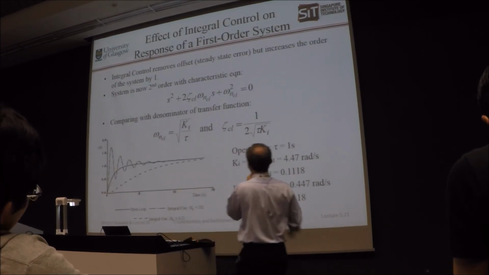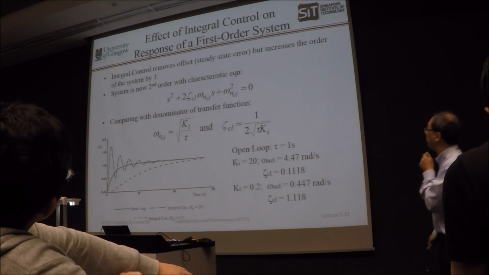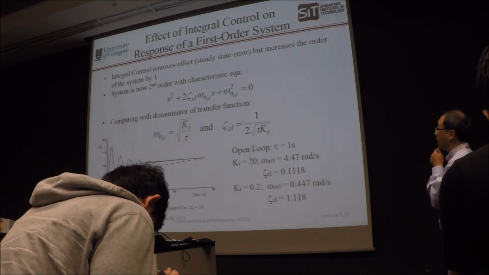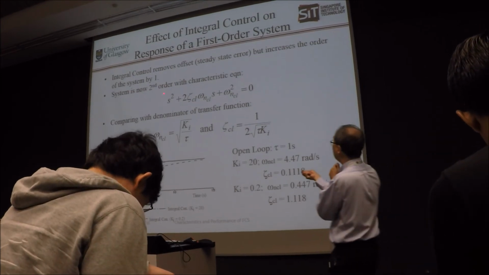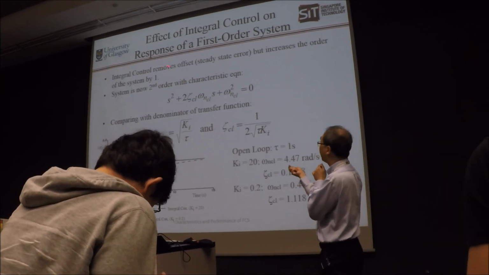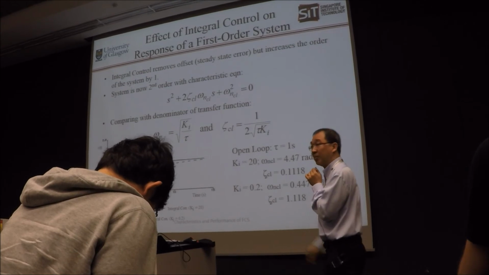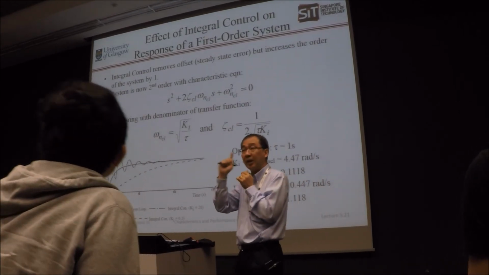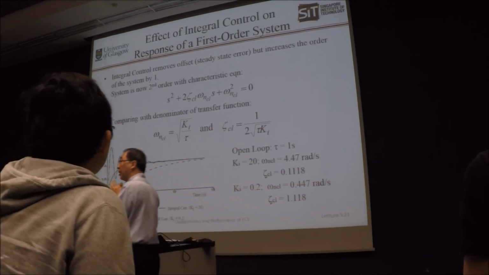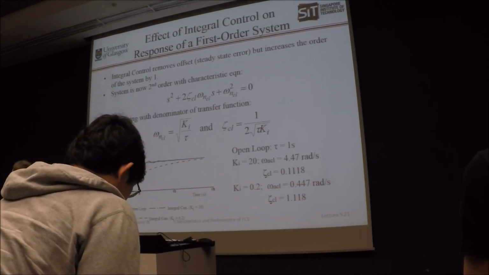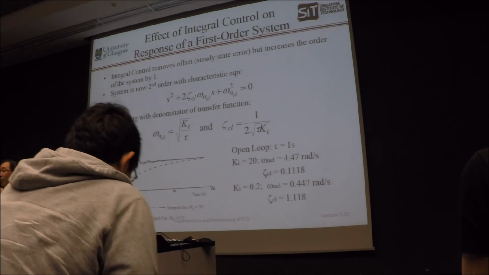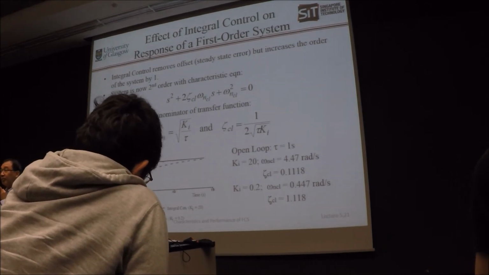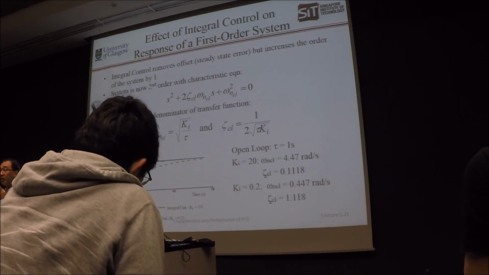Now coming to the effect of your integral control on the response of a first order system. As you can see, your integral control removes your offset, the steady state error, but at the same time increases the order of the system by 1, and that is what I mentioned. Sometimes that can be a problem. In this case, you increase the order by 1, and you also place a pole at the origin.